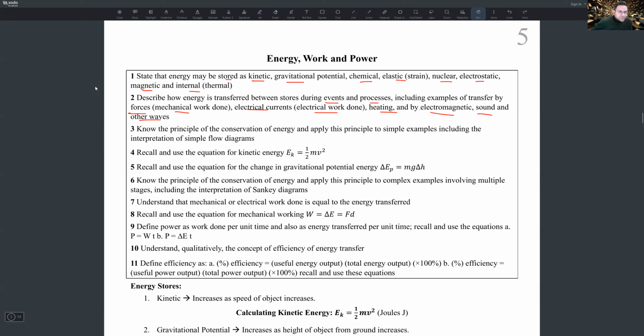Know the principle of conservation of energy. Energy cannot be created or destroyed. And apply this principle to simple examples, including the interpretation of simple flow diagrams. يعني from what energy to what other type of energy to what other type of energy كده يعني. Recall and use the equation for kinetic energy, half mv squared. So we have to remember this formula. Recall and use the equation for the change in potential energy, gravitational potential energy, mgh.